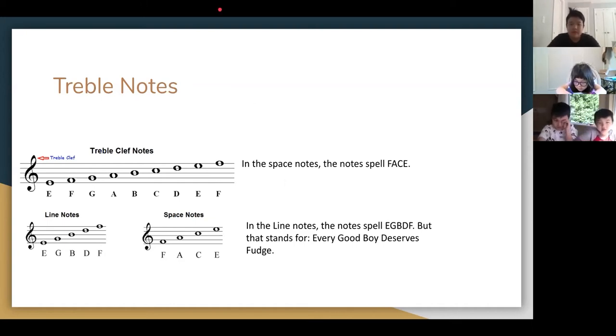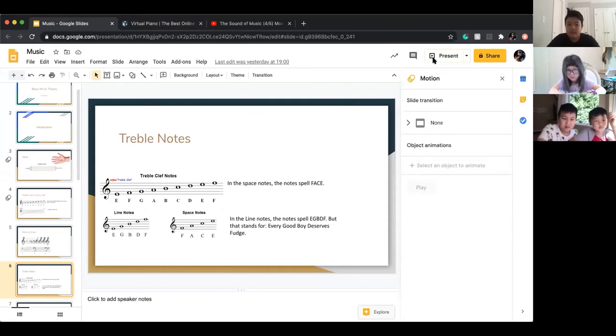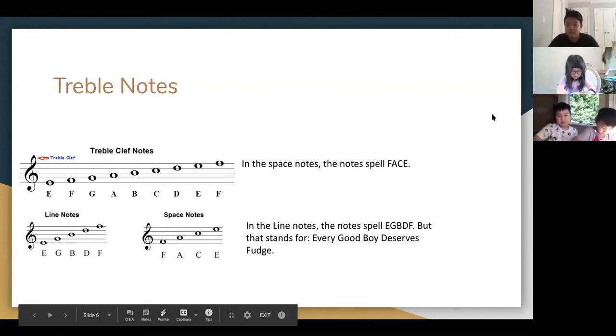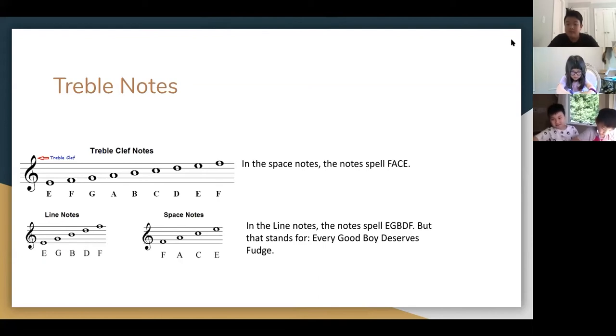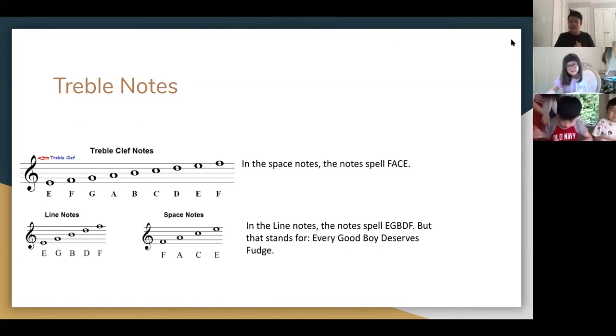I'll be showing you a little of what it would sound like on the piano. Guys, can you say what the notes are in the line notes, Audrey? Can you say the line notes, please? Use your hands. Every good boy deserves fudge. Can you say that, please? Every good boy deserves fudge. Do you know what letters these notes start with? Every is E, good is G, boy is B, deserves is D, and fudge is F. Correct. Can you say that on your own, please?